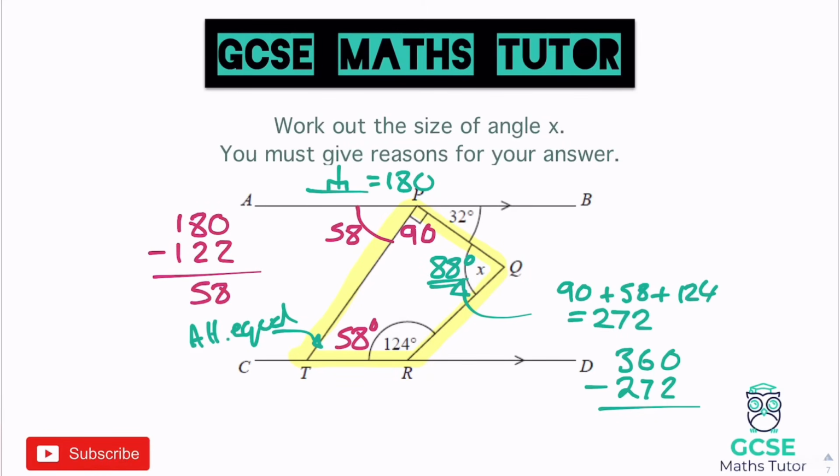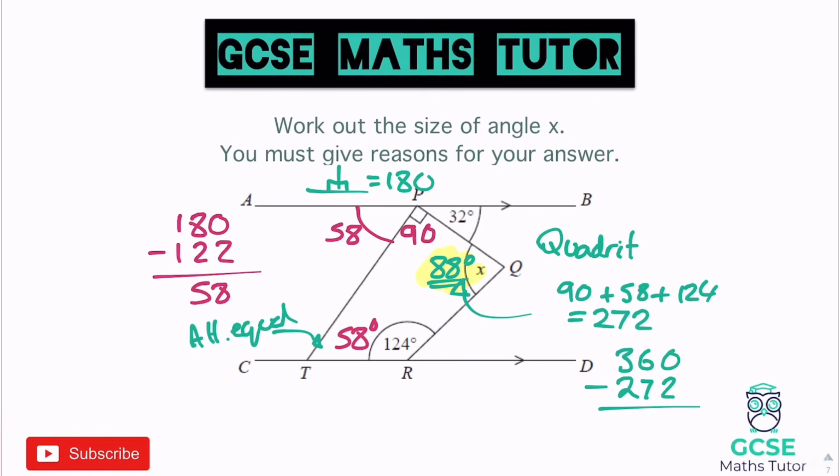Always just go back and double check. 90 plus 58 plus 124 is definitely 272. 360, take away that, is definitely 88. There we go. So always just make sure you're happy with your answer. And let's just finish that off just by highlighting that. And just remembering the fact that obviously we did need to give one more reason, and that was that angles in a quadrilateral.